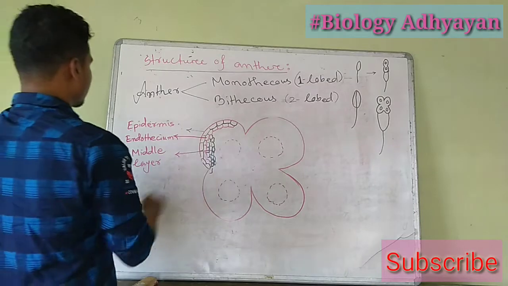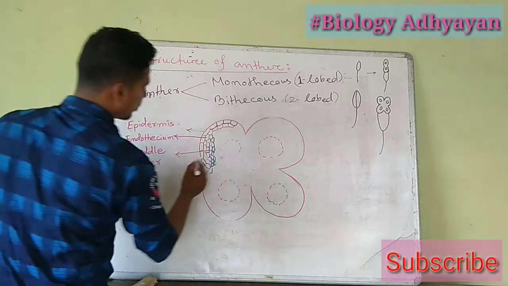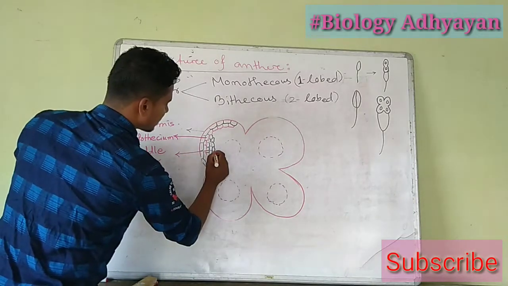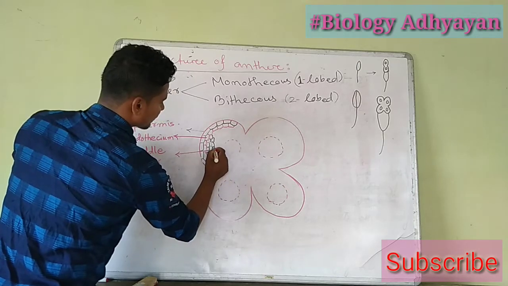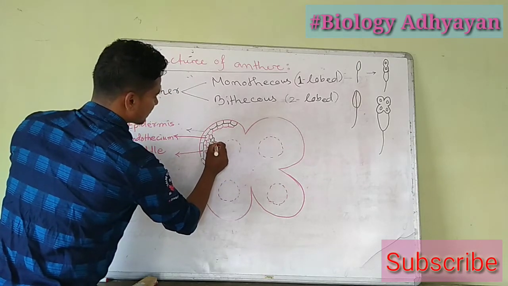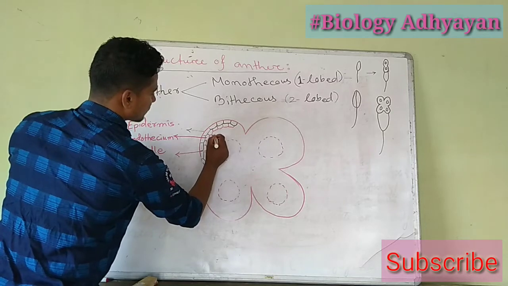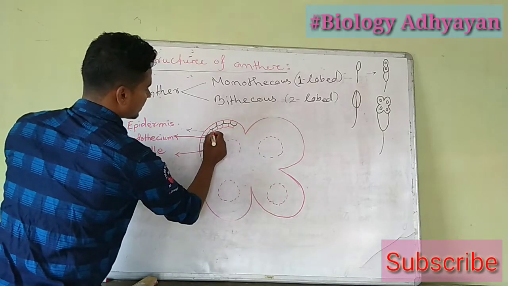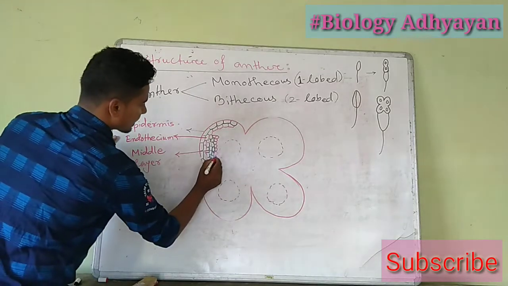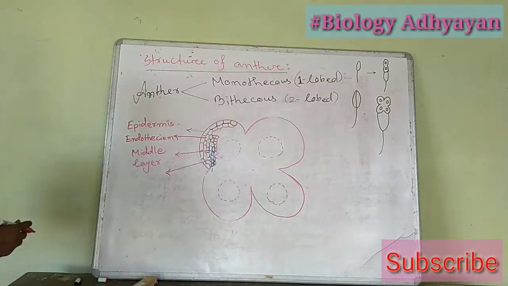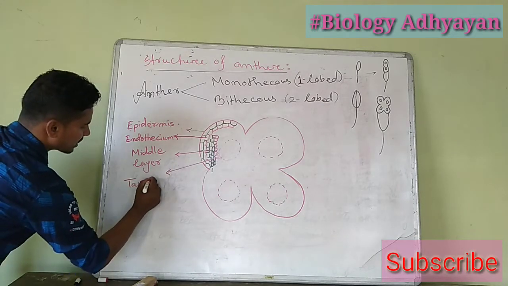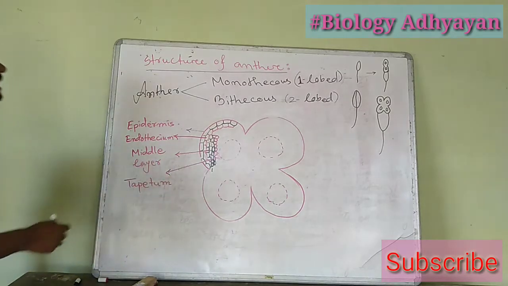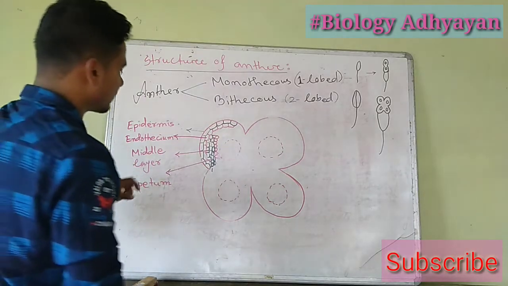And just beneath the middle layer, one more layer is there. Its cells are pyramid shaped, not exactly a pyramid, but to some extent it looks like one. So this layer is known as the tapetum. This is the most important layer of the anther wall.